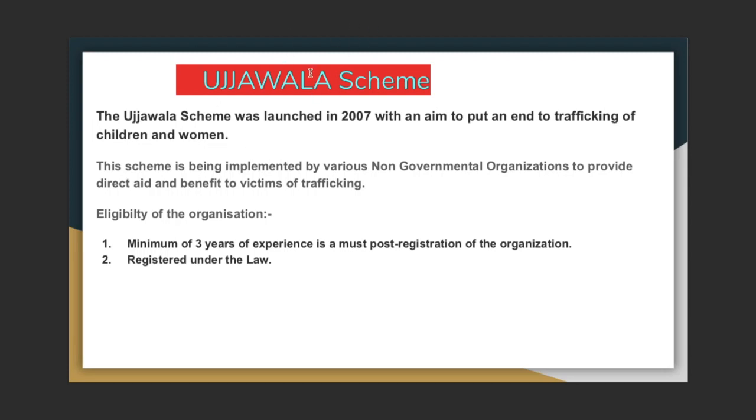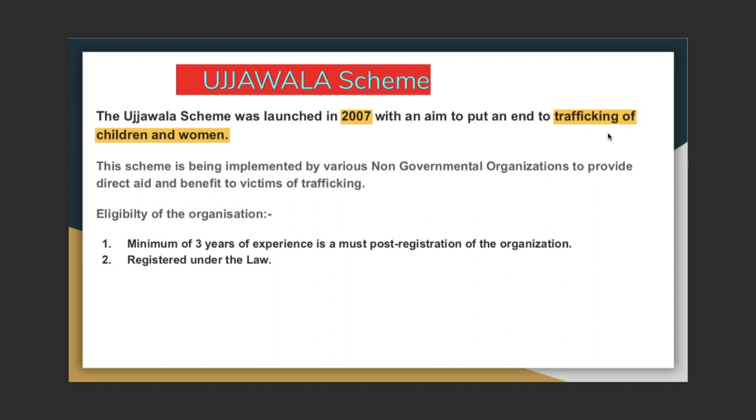Basically, in the examination, you will have to keep things in your mind like that. There is a different Ujjwala scheme also, and this scheme was launched in 2007. And what was the objective of this scheme? The objective of this scheme was to end the trafficking of children and women. It is not only about women, it is about the trafficking of children also.